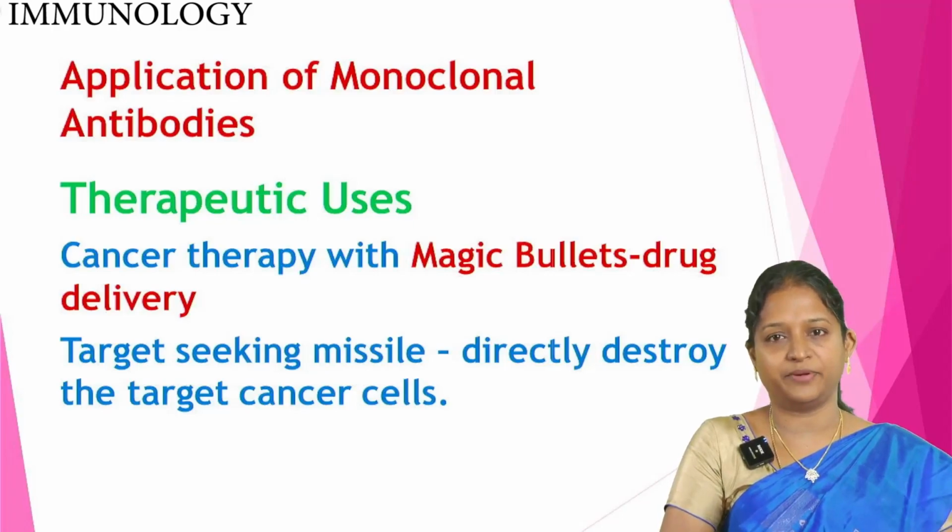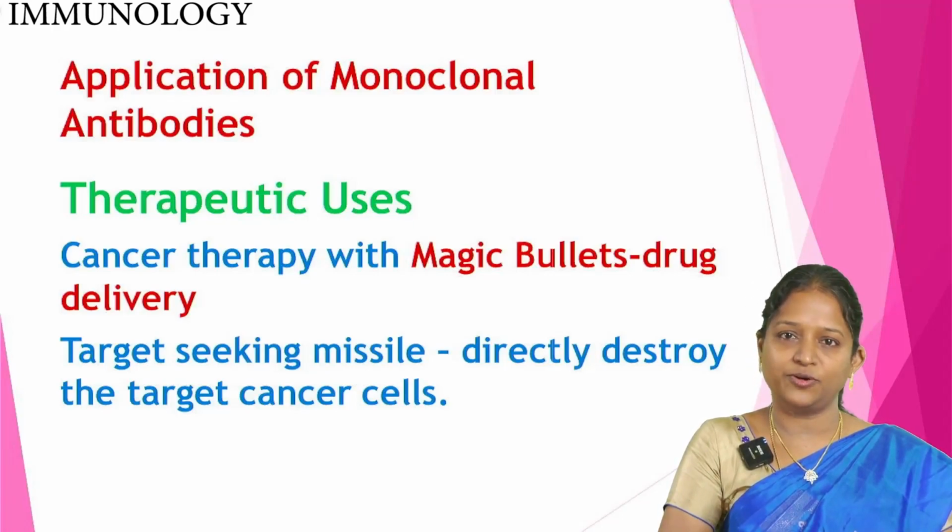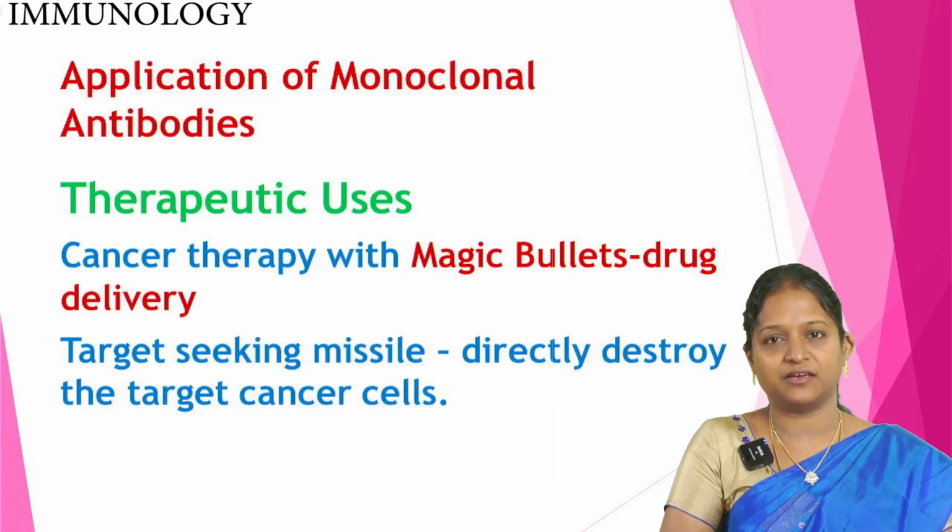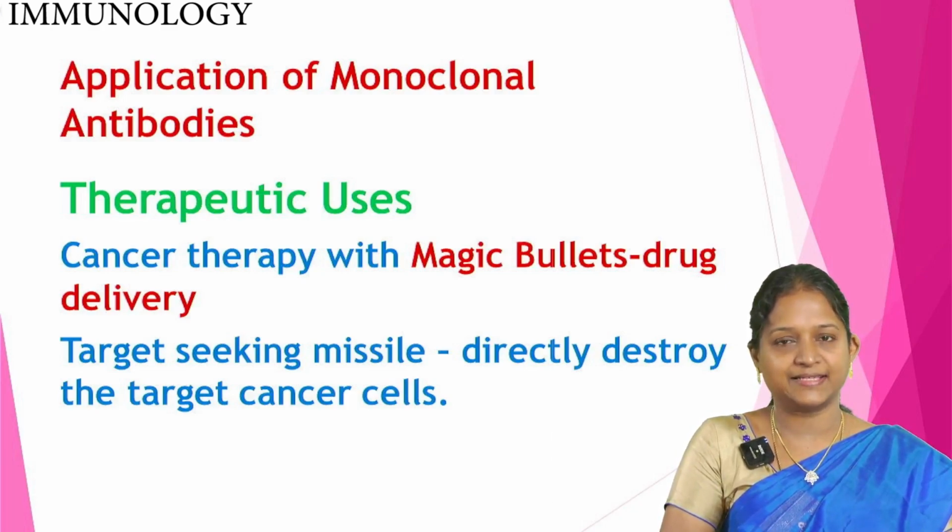The second one is the therapeutic use. In therapeutic use, monoclonal antibodies are used not only for diagnosis, but also for treatment. Hence, they are called magic bullets. Why they are called magic bullets is that, like a bullet, they have a direct target and can hit only the cancerous cells. And if the antibody is tagged with drugs, then site directed drug delivery is possible, so that only the cancerous cells die, and the non-cancerous cells survive happily.